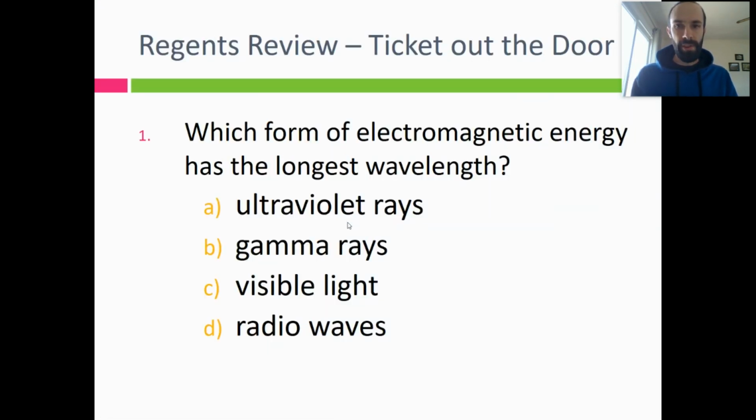questions to answer. And I might actually have you answer these on your own. Which form of electromagnetic energy has the longest wavelength? And I'll give you a chance to think about that. You're going to have to use your reference table for this one. So longest wavelength, is it A, ultraviolet, B, gamma rays, C, visible light, or D, radio waves?